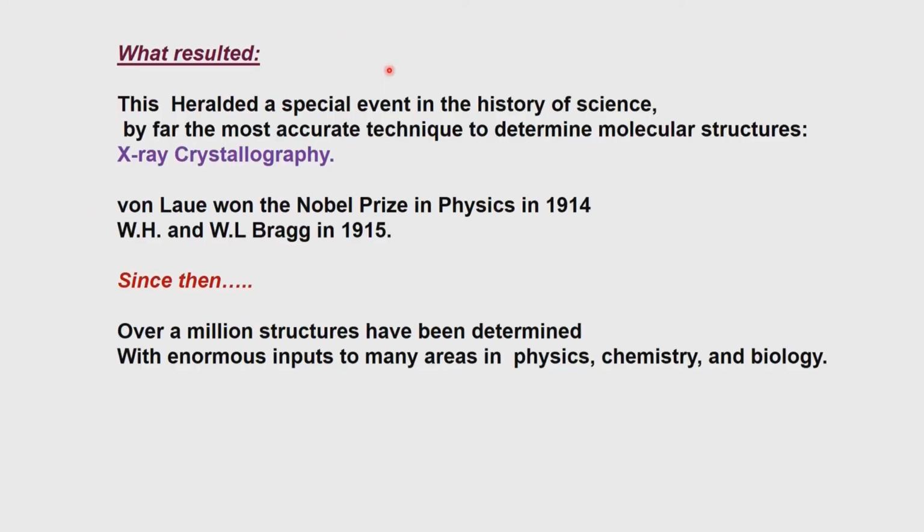How it has eventually resulted in this heralded a special event in the history of science, by far the most accurate technique to determine molecular structures, the area of X-ray crystallography. Von Laue won the Nobel Prize in 1914, and the Braggs won the Nobel Prize in 1915. And since then, over 1 million structures have been determined of various sizes, shapes, and content, and this has made enormous input to many areas in physics, chemistry, biology, and many overlapping areas, particularly of late material science and nanosciences.